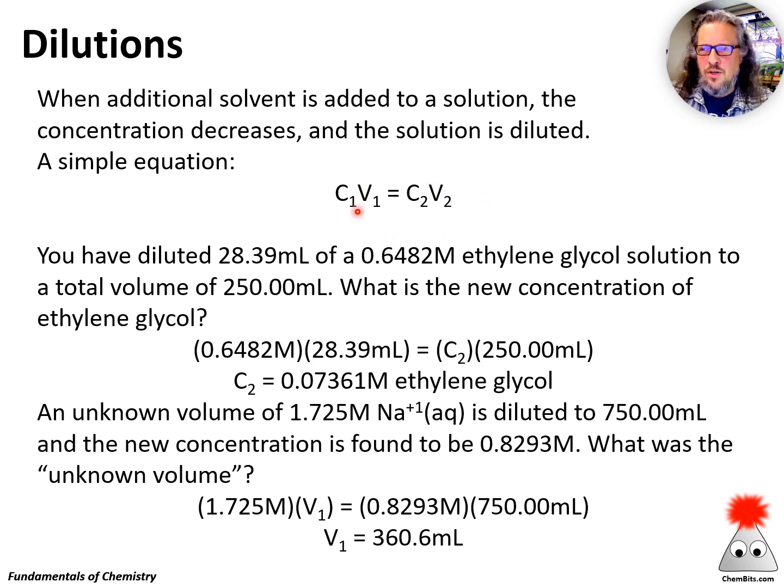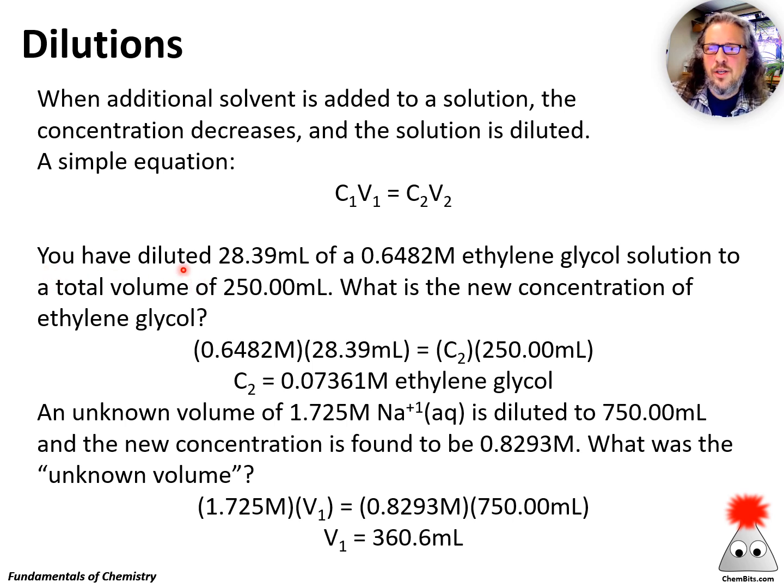C1V1 equals C2V2. Concentration 1 times volume 1 equals concentration 2 times volume 2. And this works for most concentration units, which is pretty convenient. As long as you're using the same concentration and volume units on both sides, you can use this for just about any concentration unit and any volume unit, and you should get a good result.